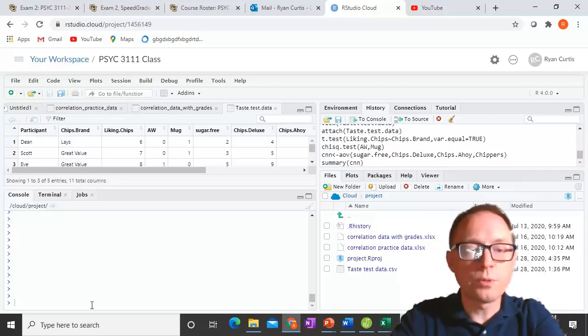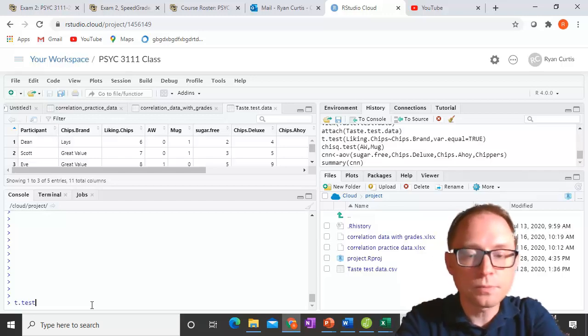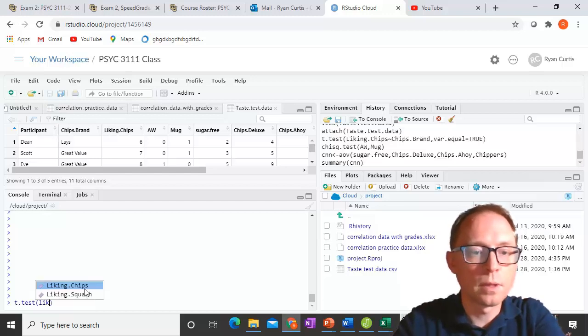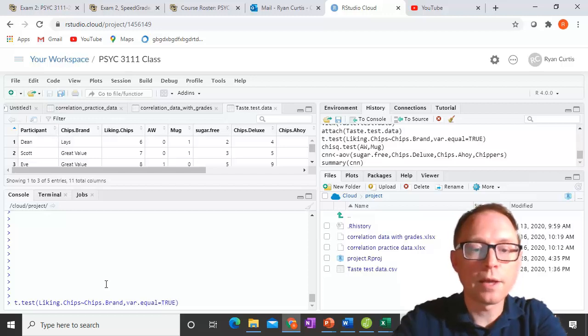So for this, we would run a t-test, t.test. In that t-test, we would have the outcome, which is liking for chips, and we want to separate it by the chips brand. And we're going to tell it var.equal equals true. That gives us a Student's t-test instead of another one.